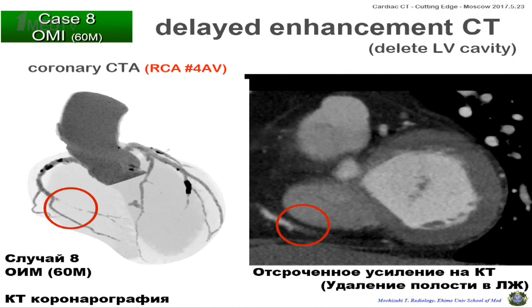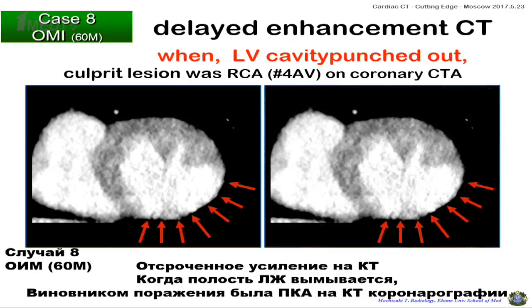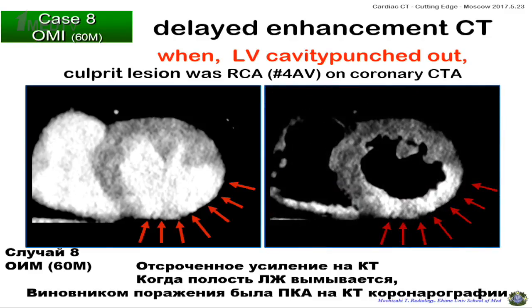This is a patient of myocardial infarction here in the inferior wall, where we can punch out the left ventricle and we can highlight the delayed enhancement like this. So among the desirable cardiac CT features, we have so many requests. But of all of these, I want to have the highest spatial resolution.